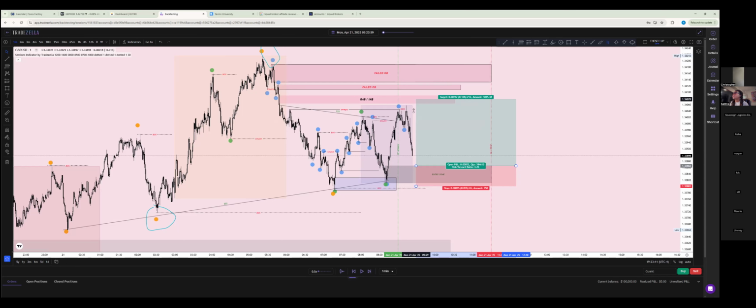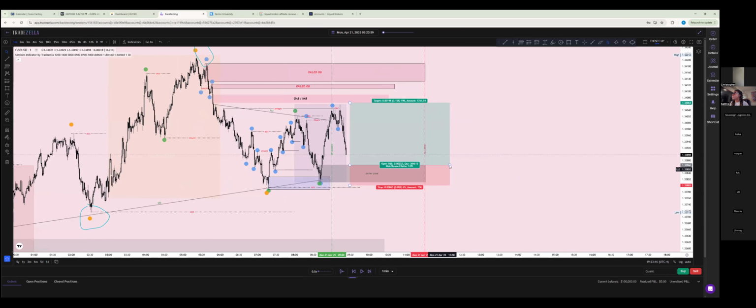Actually, I'm gonna take it to liquidity. I'm gonna take it to this imbalance. That's the first stop. First stop is this 1 to 3. This is just basic 1 to 3 action, guys. This is just what I'm showing you, just a basic 1 to 3 action.